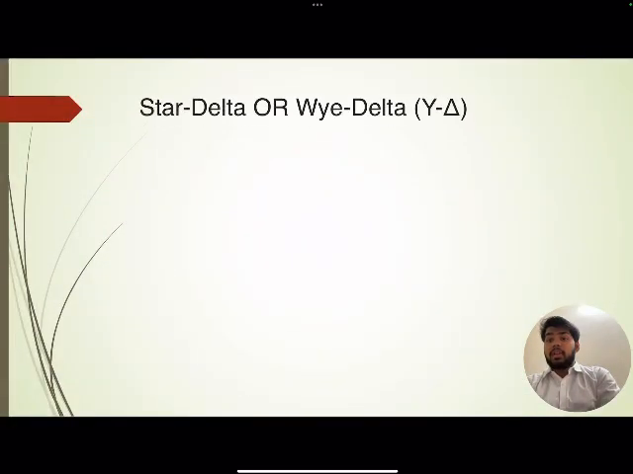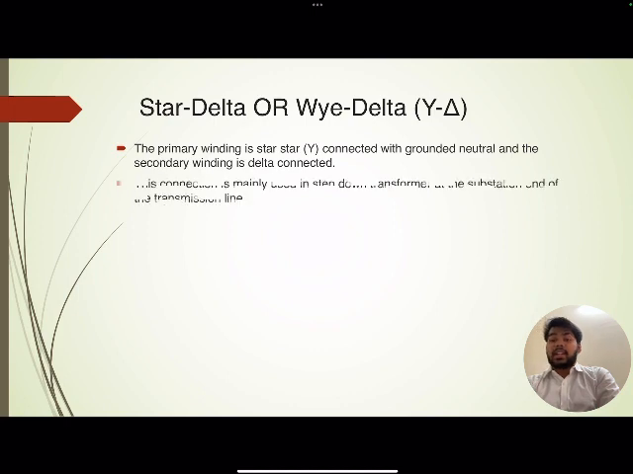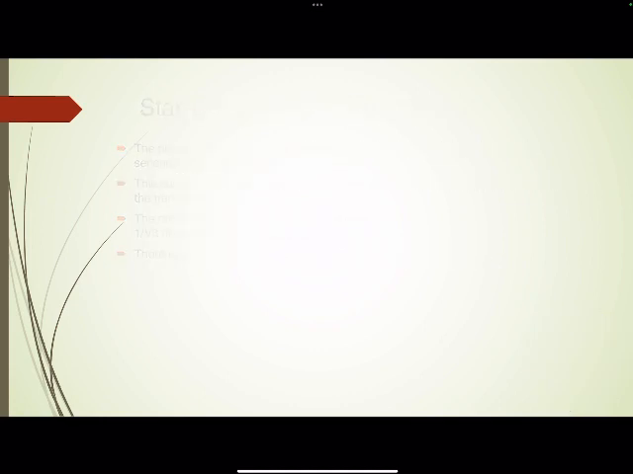So, delta to star. The primary winding is a star connection with grounded neutral, and the secondary winding is delta connected. This connection is mainly used in step-down transformers at the substation end of the transmission line. The ratio of the secondary to primary line voltage is 1 by root 3 times the transformation ratio. There is a 30-degree shift in the primary and secondary line voltages.